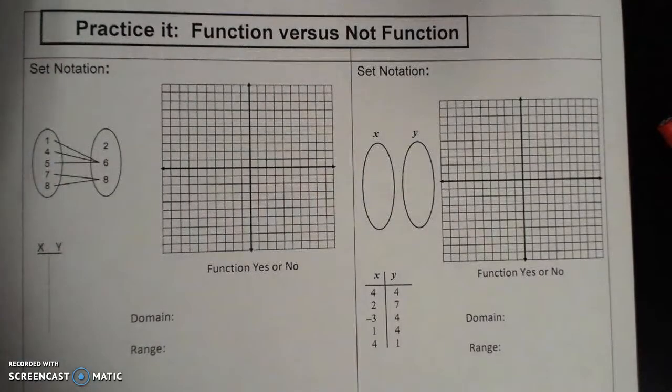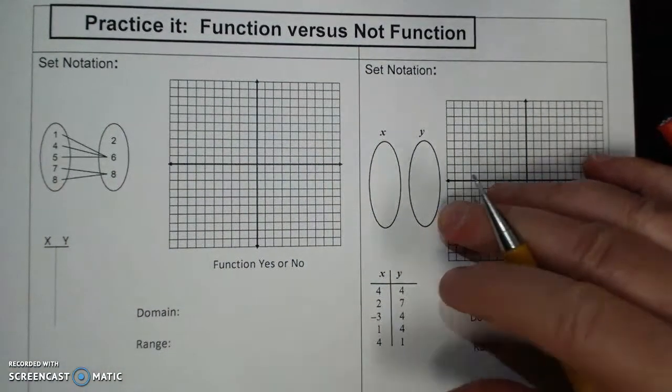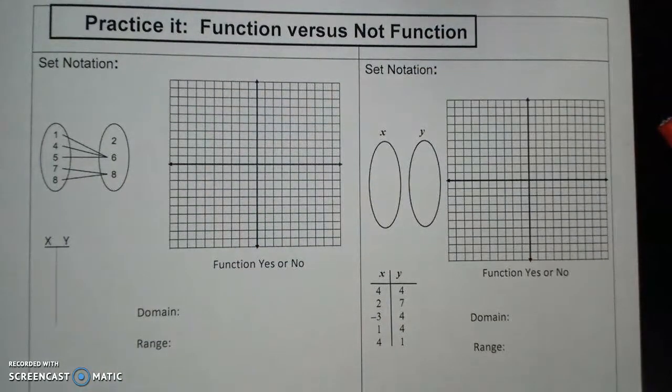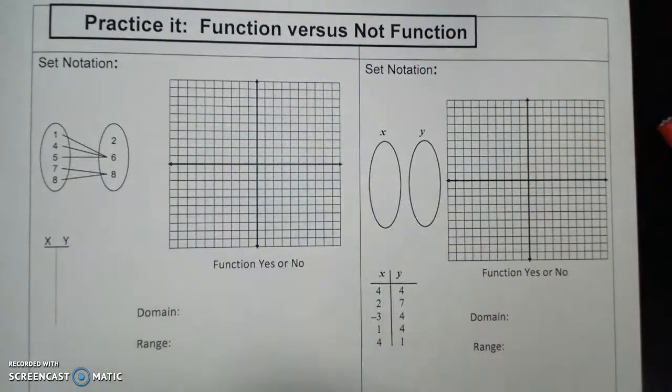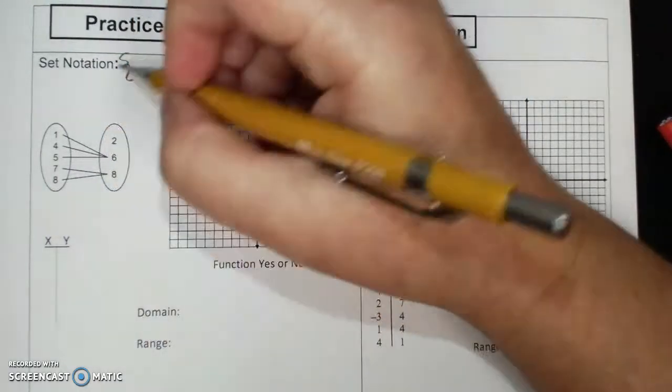This is function versus not function. The first part is I will give you one of these and you have to fill in the rest. Here I'm giving you mapping and I'd like set notation. So I'm going to pull the points out of the map.